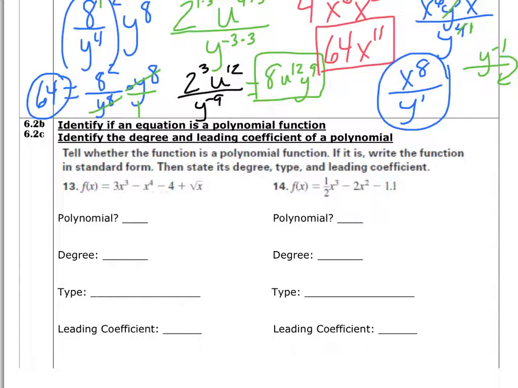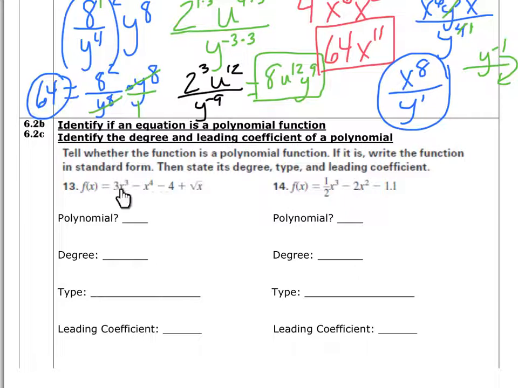6.2b and c, one is to identify if the equation is a polynomial, and if it is, identify the degree and leading coefficient. So for these two problems, it says tell whether the function is a polynomial. If it is, write it in standard format, and then state its degree, type, and leading coefficient. Of these two equations here, one is a polynomial and one is not.